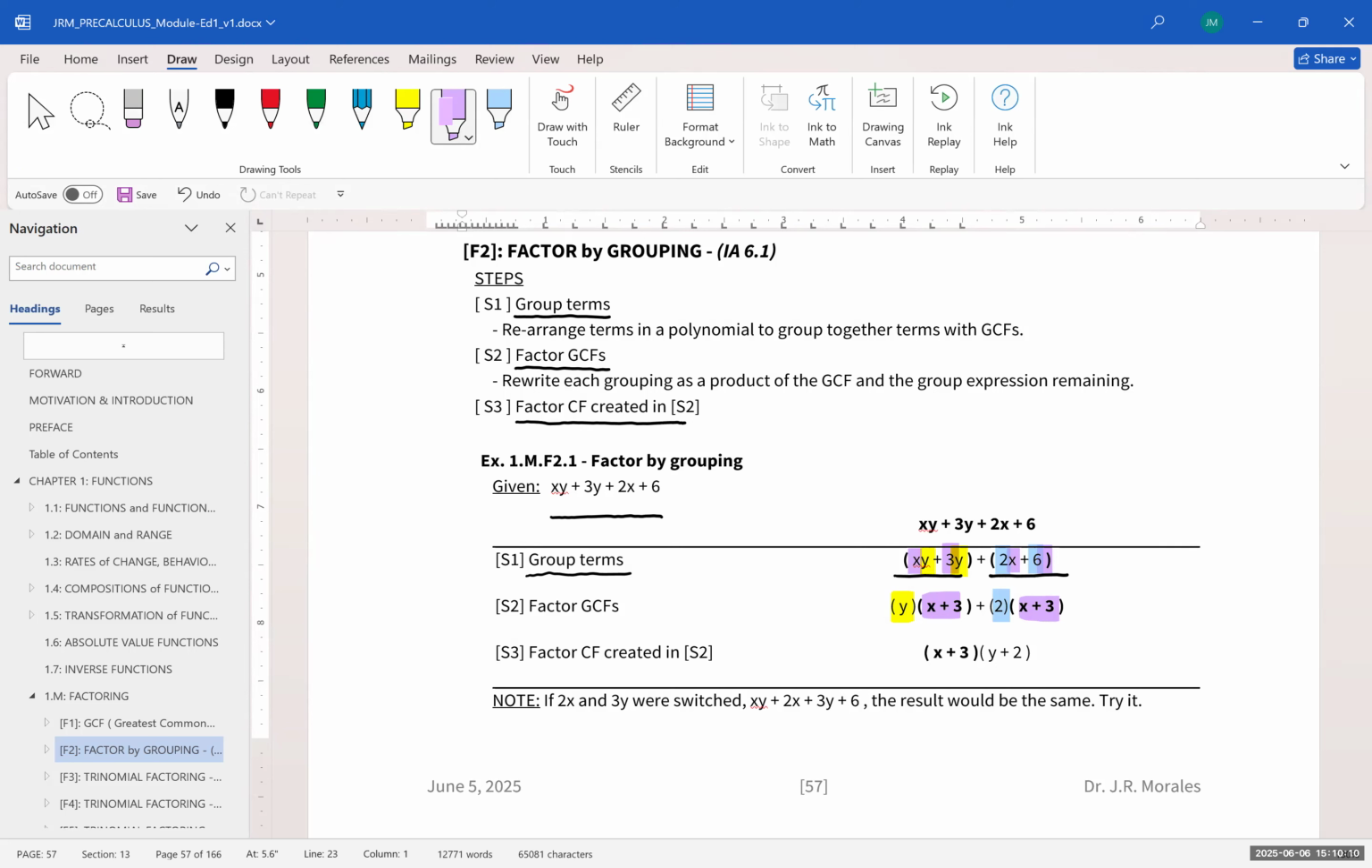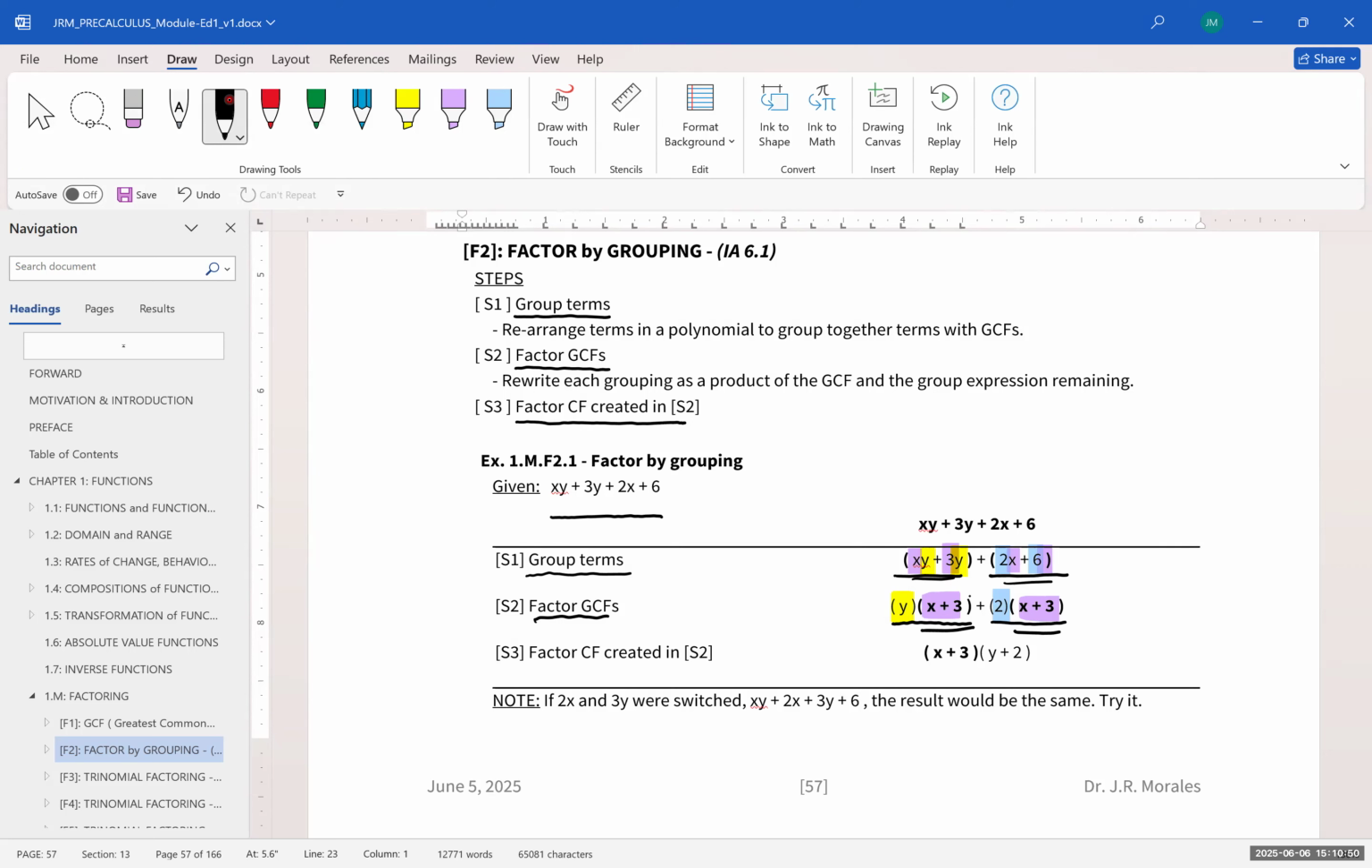Okay, so that's step two. Step two is to factor out the greatest common factors out of each grouping. Now that we've got the greatest common factors outside of each grouping, we can look at these separate groupings and see if they themselves now have common factors. And so we can see that this first expanded grouping has the factor x plus 3, and this second expanded grouping also has the factor x plus 3.